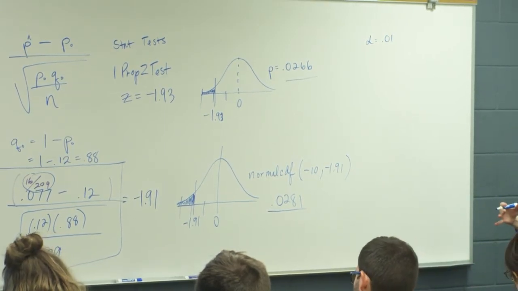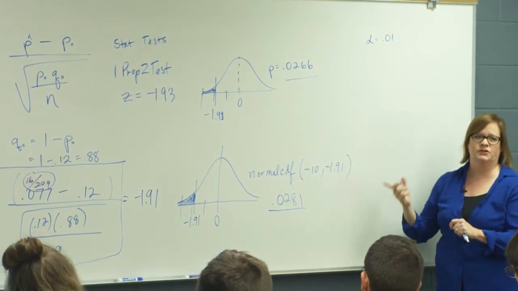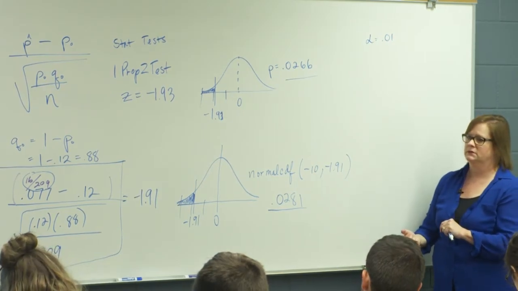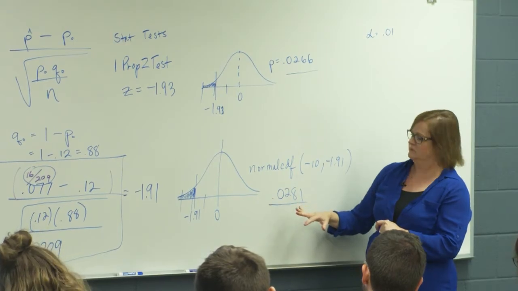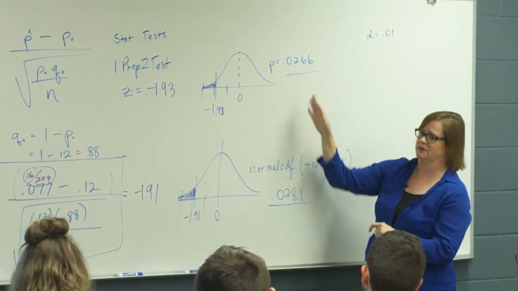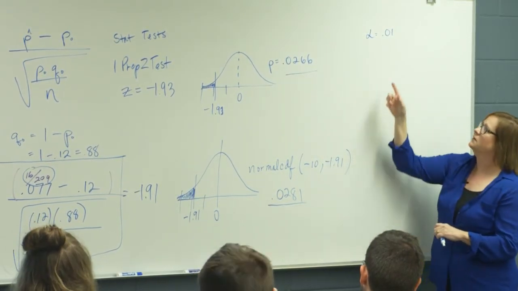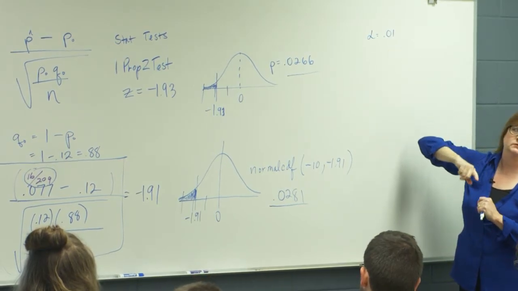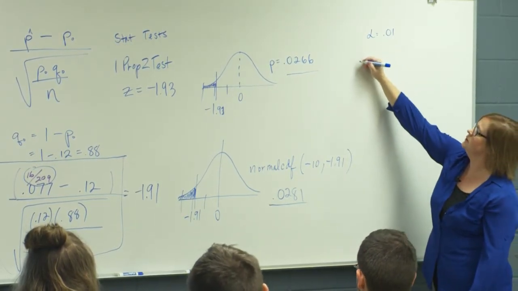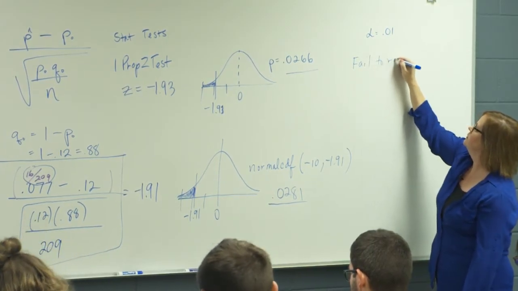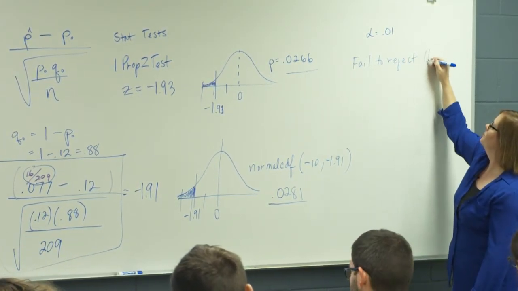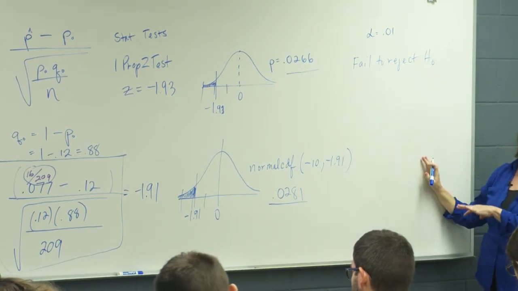So if we were to reject right now and say, yeah, if you exercise, you're going to have less headaches, we would be wrong almost 3% of the time, right? We're heading toward 3%. We're allowed a 1% error. So what should we do here? Fail to reject. Yeah. Right, our error is just too high.